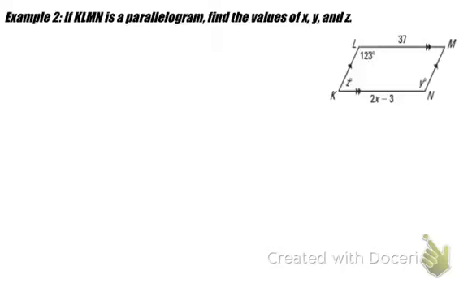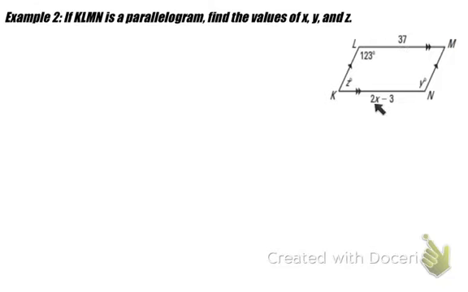So applying that property, if KLMN is a parallelogram, find the values of x, y, and z. There's a lot going on in this diagram, but we do know for a fact that the quadrilateral KLMN is a parallelogram. So let's break down the different components that we have to find, and then we can finish this problem. We have to find the values of x, y, and z. Let's first find the value of x.